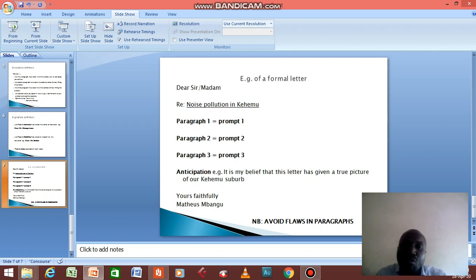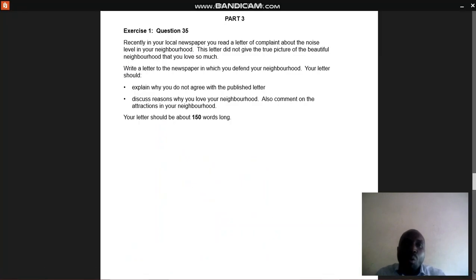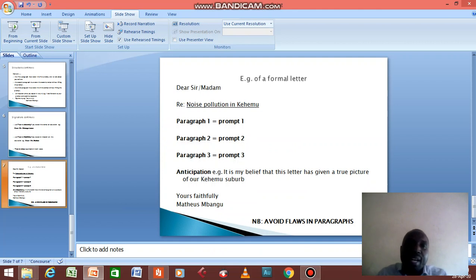What we mean by avoiding flaws in paragraphing is that what you were supposed to cover in paragraph 1 is being covered in paragraph 2. What you were supposed to cover in paragraph 2 is being covered in paragraph 3. So that means flaws in paragraphing. At the end of the day, you will not be able to get good marks.